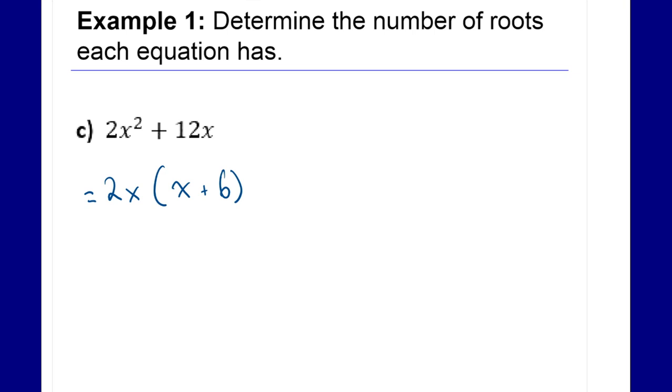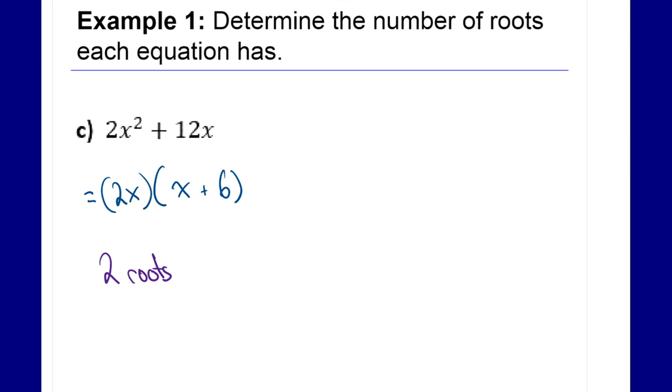Now that I have my factored form, I have to think of how many roots there are. Well, we can think, how many different factors are there? In this case, there's 2. There's the 2x, and there's the x plus 6. So there are 2 roots here.